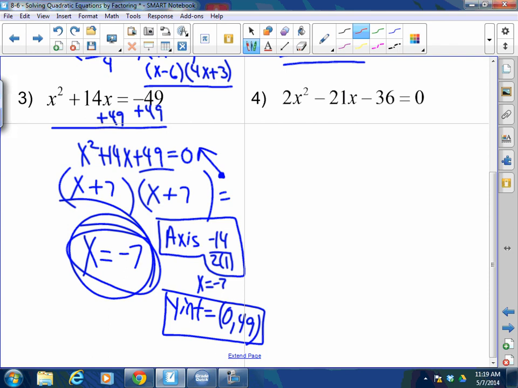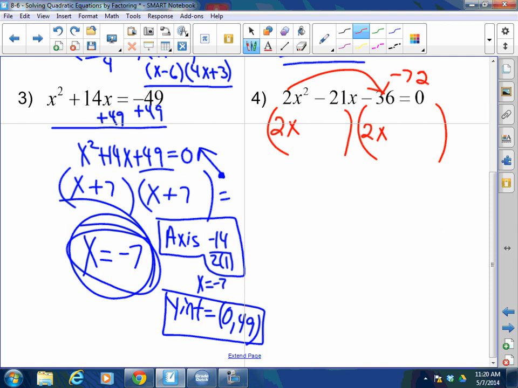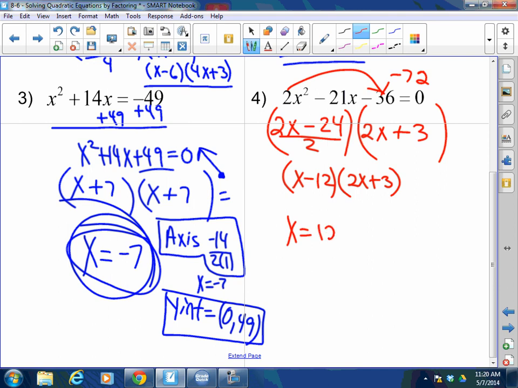Okay. Last but not least, 2x, 2x. 2 times negative 36 is negative 72. What times what is negative 72, but when added together is negative 21? Negative 24 and positive 3. Very good. Artificial factor of 2. So x minus 12 times 2x plus 3. So what does x equal? Nope. 12 for sure. Negative 3 over 2.